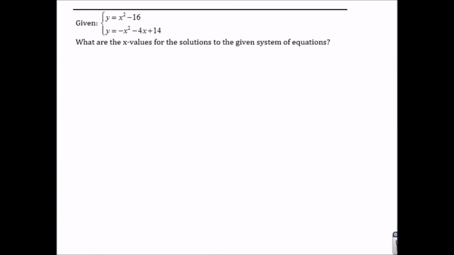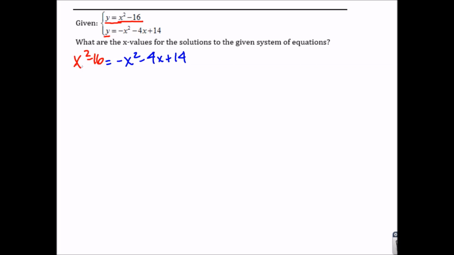So another way you might see these problems asked is you're given a system and it only asks for the x values. So that means you actually have less work to do. So both of these are already solved for y. So I'm going to take x squared minus 16 and plug it in for y in the other equation. And again, I'm going to choose to do this by factoring. So I'm going to move everything to the left side of the equation.